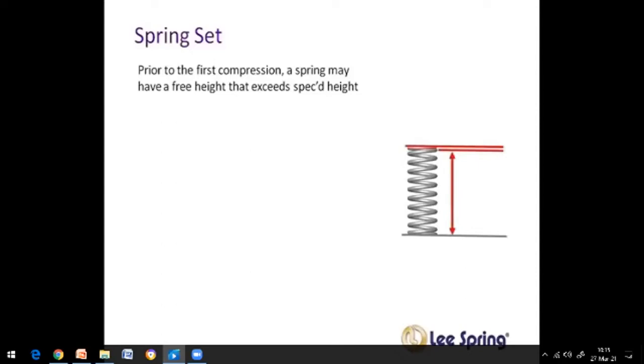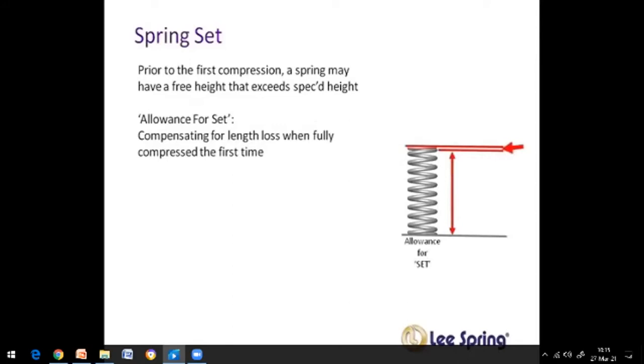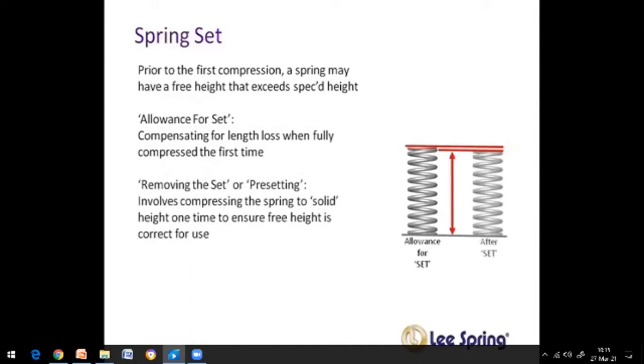A spring can be built with free length, which has an allowance for set. This involves compensating for the length loss when a spring is fully compressed for the very first time. Another method is known as removing the set, also known as presetting or a set spring. This is an additional manufacturing step that may be done to ensure that the spring is at the correct free height for use. This process is done by compressing the spring to the solid height. A set spring's new free length will now be stable and consistent throughout the future compression cycles.